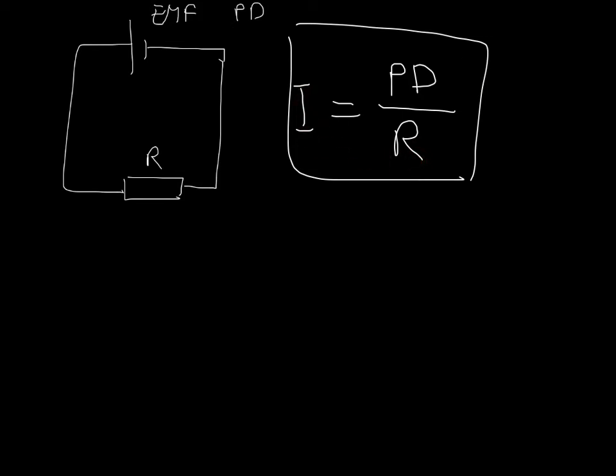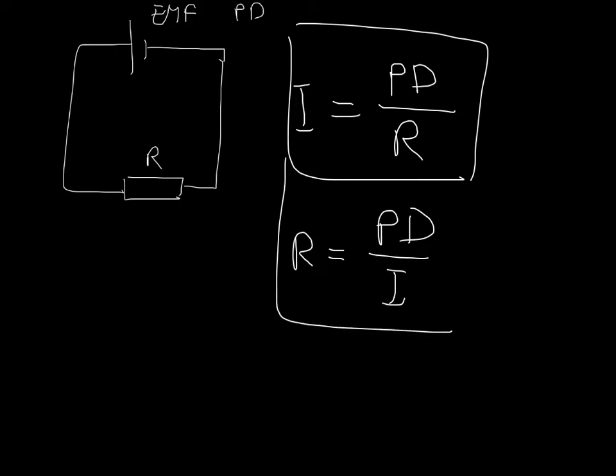Remember that this is an equation. If I multiply both sides by R, then there's an R here and this disappears. Then if I divide both sides by I, then the I disappears here and then the I goes over here. Okay, so I have that the resistance is the PD over the current. And this is exactly the same equation that I just wrote. I just rearranged it.